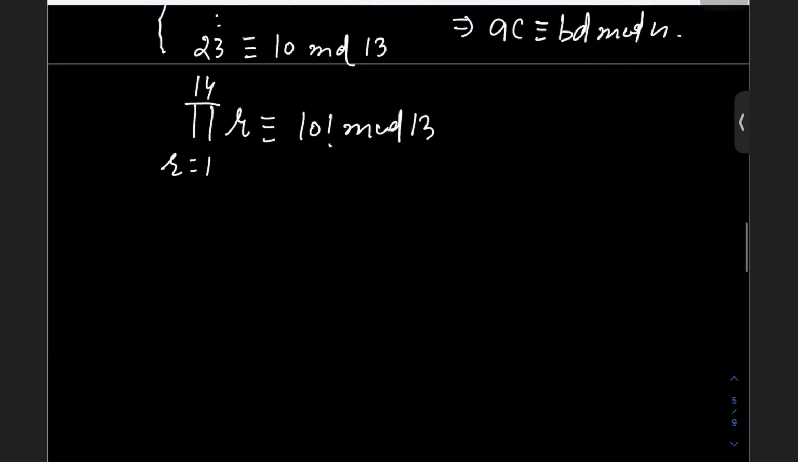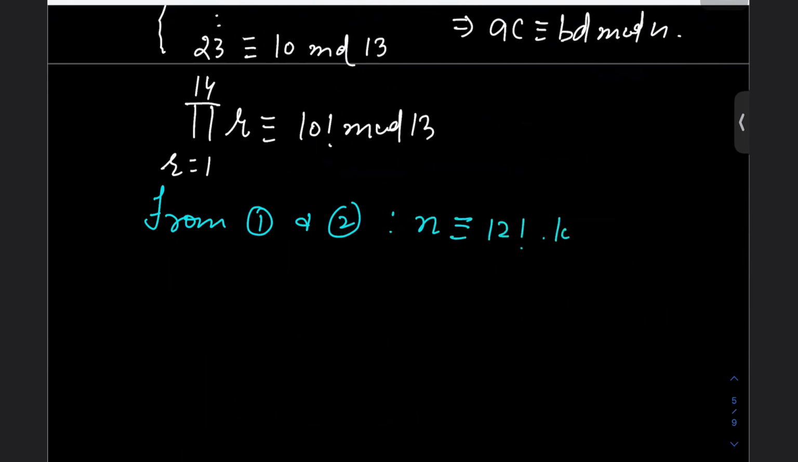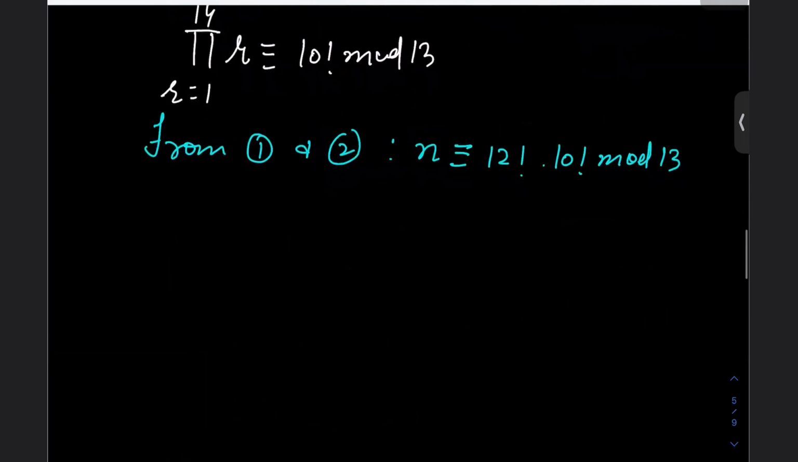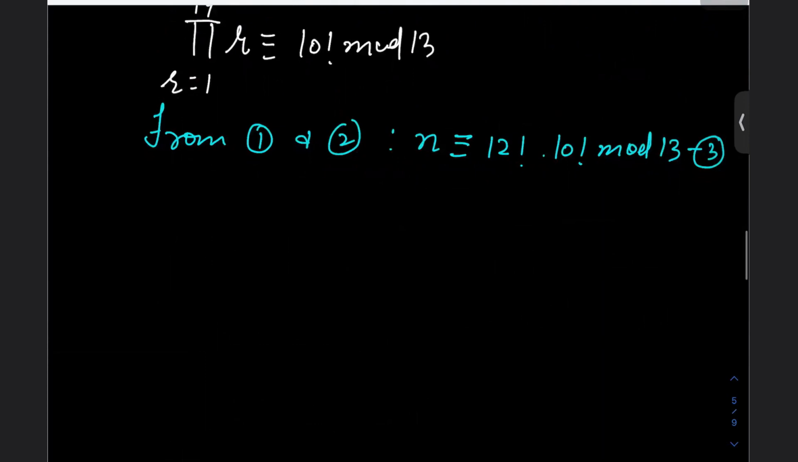From 1 and 2, we can say that n is congruent to 12 factorial into 10 factorial modulo 13. Let this be equation number 3.